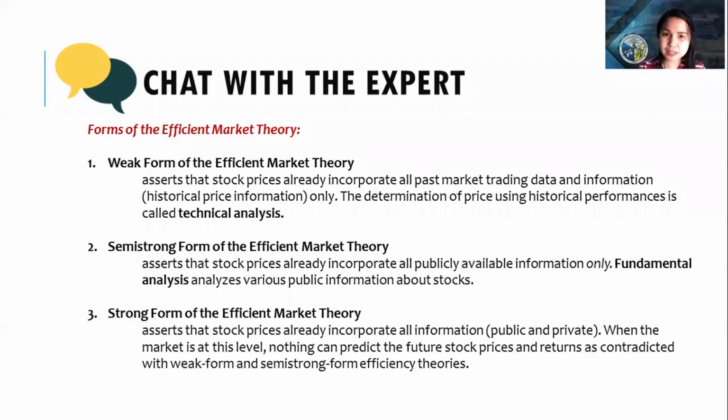The second form is the semi-strong form of the efficient market theory. It asserts that the stock prices already incorporate all public information only. Fundamental analysis analyzes the various public information about stocks. So it's not all about the market alone. It talks about other news that are being taken.